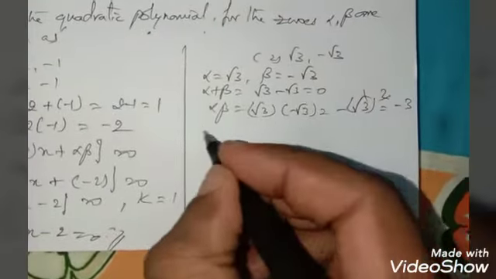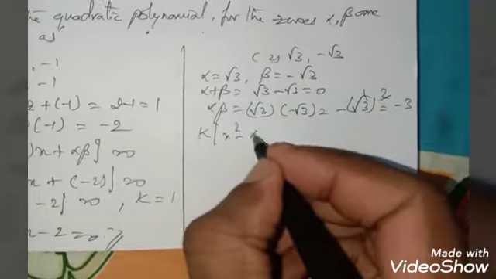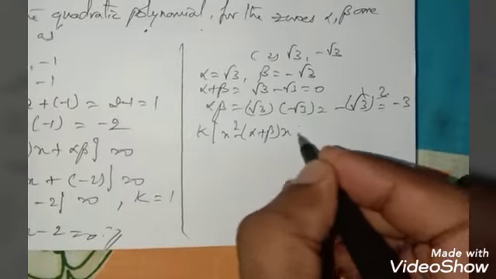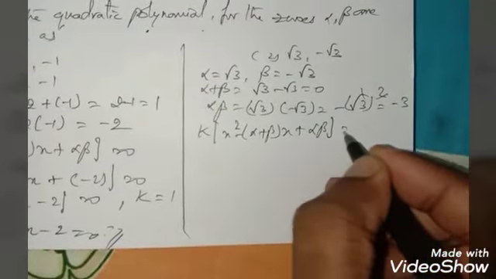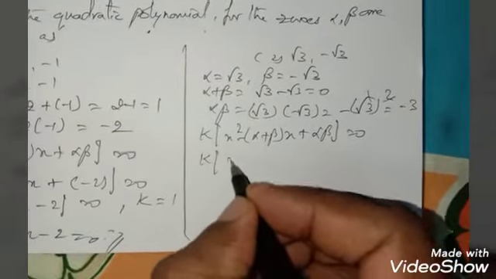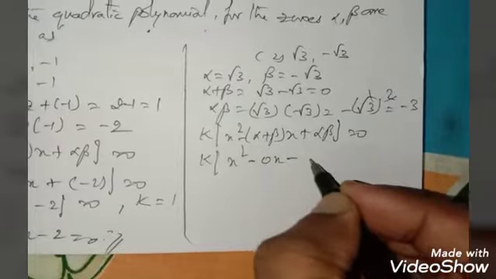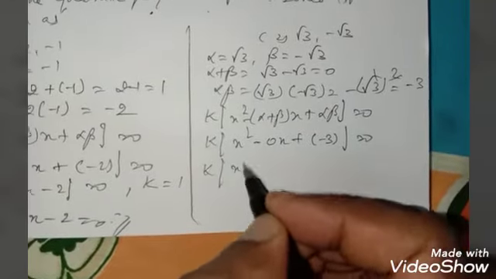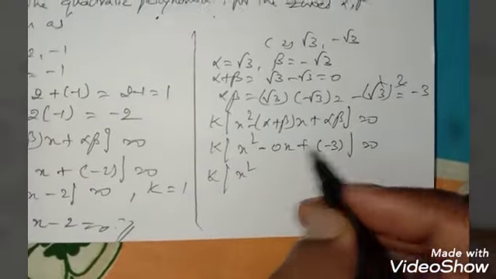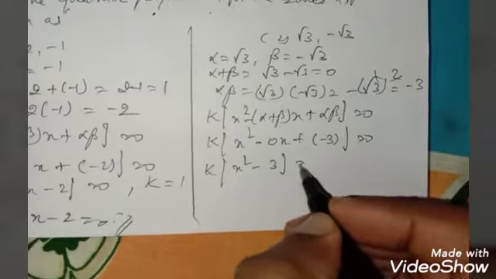Now substitute in your standard formula, that is x square minus (alpha plus beta) x plus alpha beta is equal to 0. So k into x square minus (alpha plus beta, which is 0) into x, plus alpha beta, which is minus 3, is equal to 0. Next, k into x square, 0 into x is 0, so you will get minus 3 equal to 0.